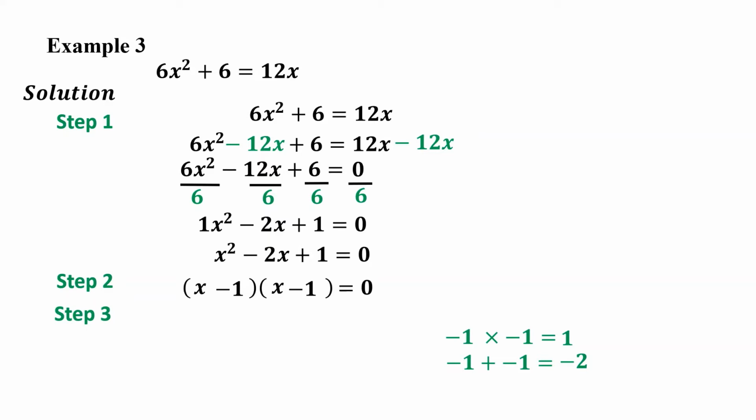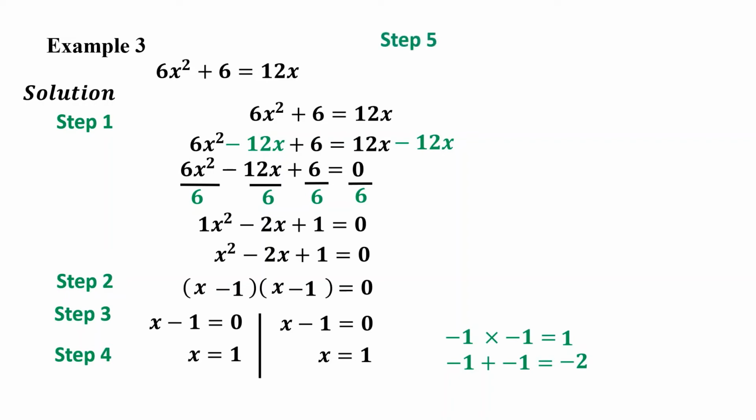Step 3. Since we already know the factors of the equation, we will now apply the zero product property. In the zero product property, we will equate the factors to 0. So, we have x minus 1 is equal to 0, and x minus 1 is equal to 0. Then the fourth step, we find the value of x. It's simply transposing the negative 1 to the other side of each equation. Then, we have x is equal to positive 1 and x is equal to positive 1.